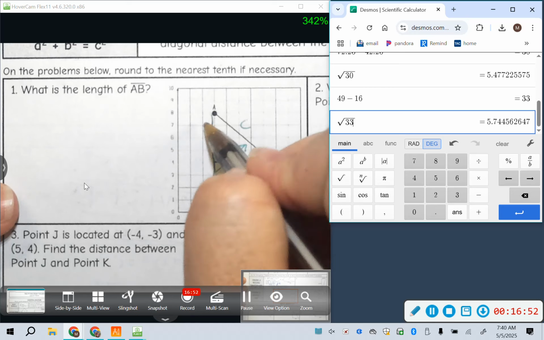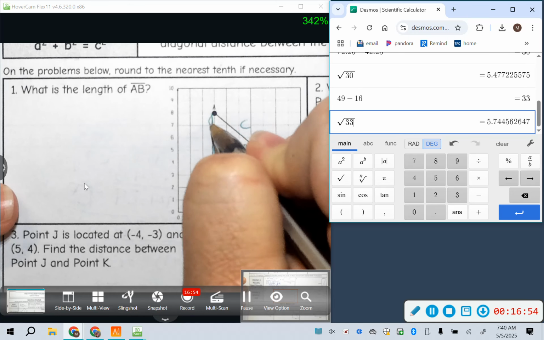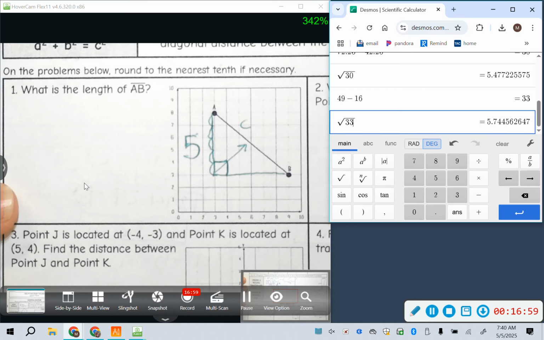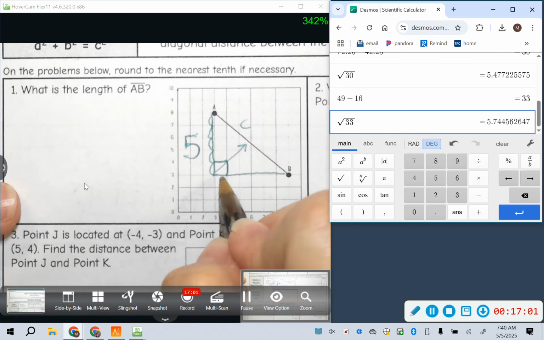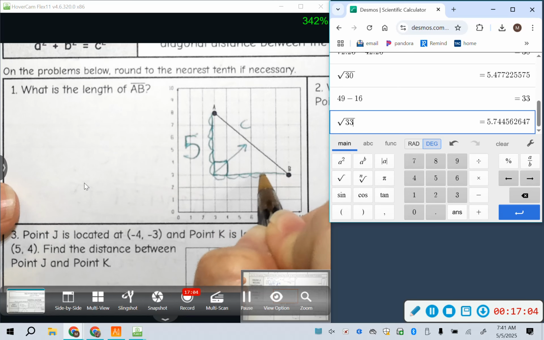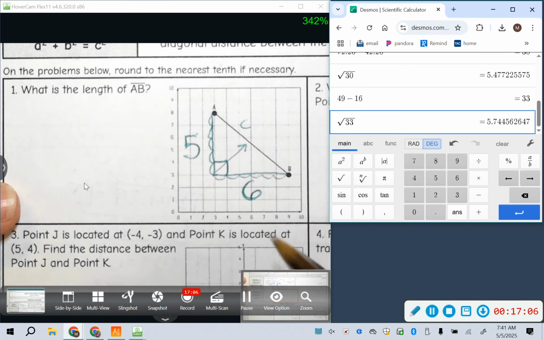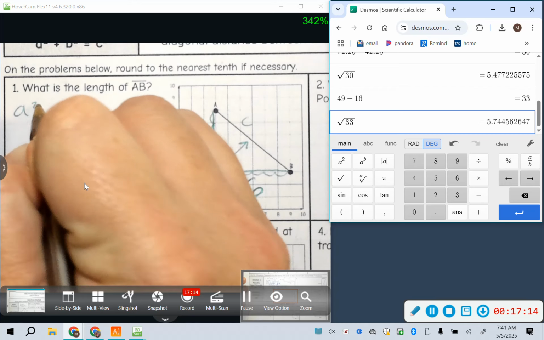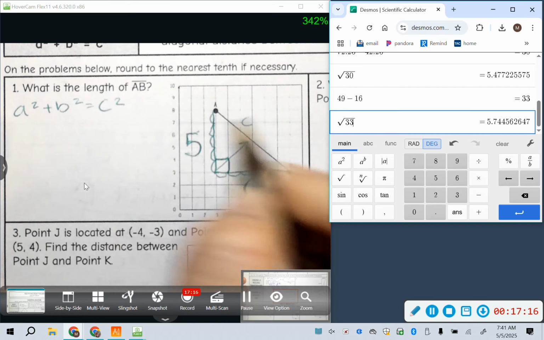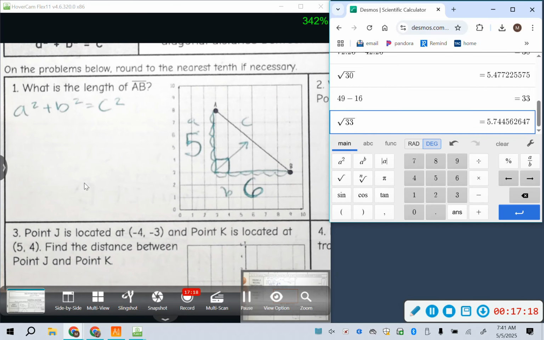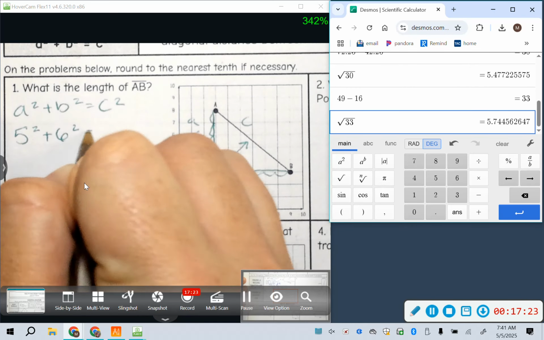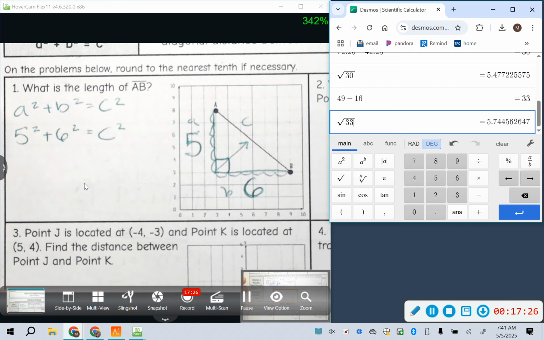Okay, so knowing that, I'm going to count the boxes vertically. So 1, 2, 3, 4, 5. So this is 5. And then we're going to count them to the right. 1, 2, 3, 4, 5, 6. So this is 6. Can I use this information to find length C? Yeah, so we can say this is A and this is B. So we'll say 5 squared plus 6 squared equals C squared.